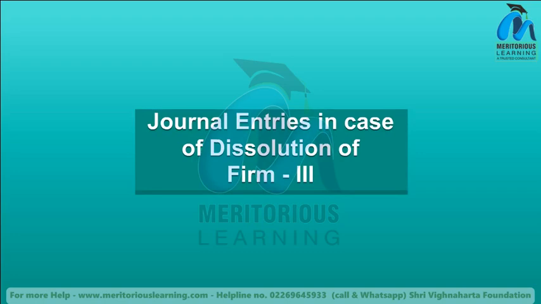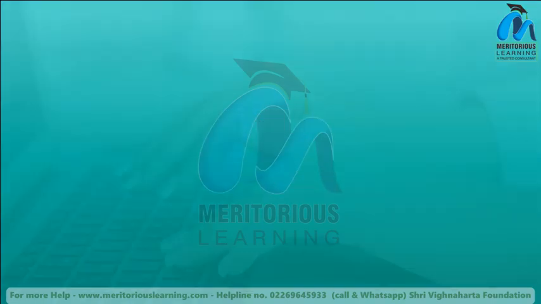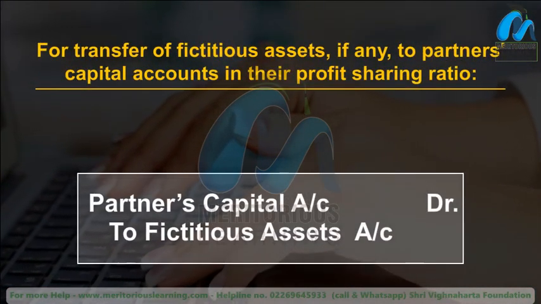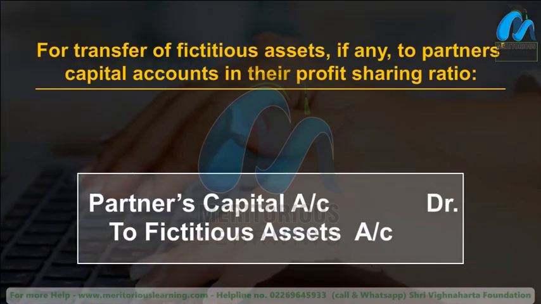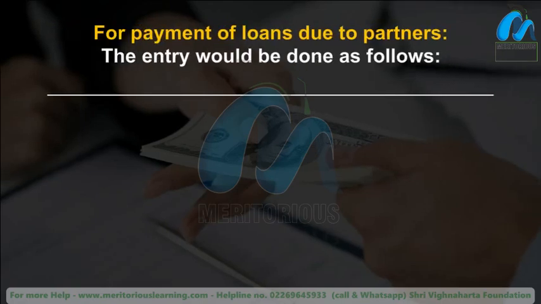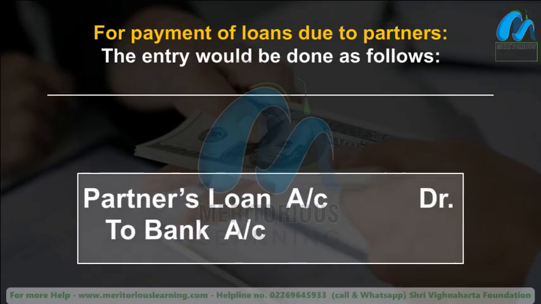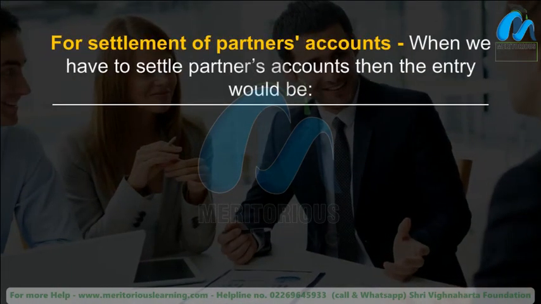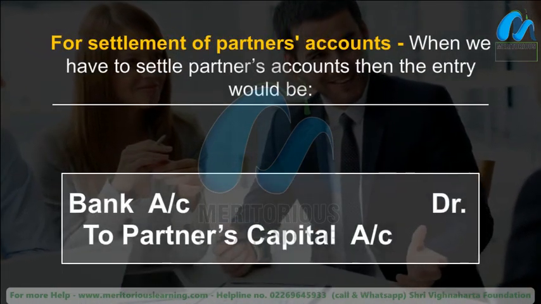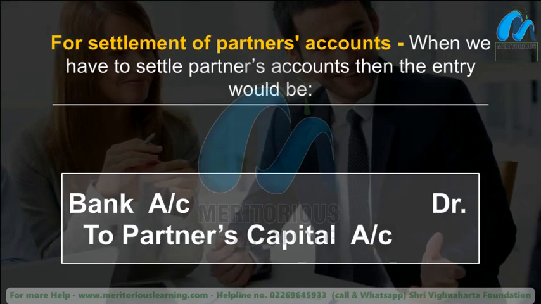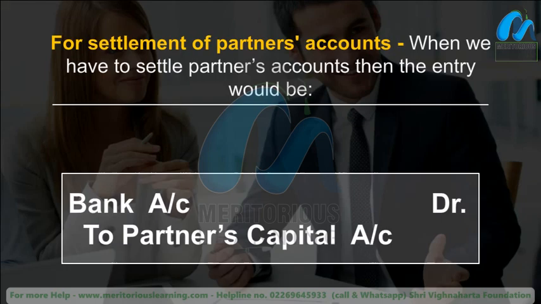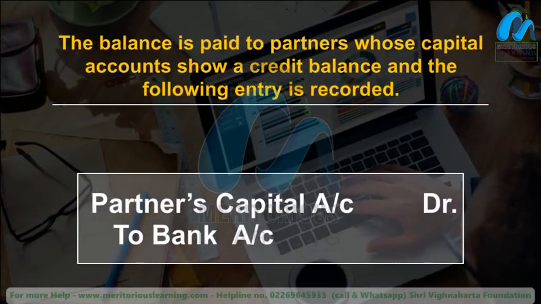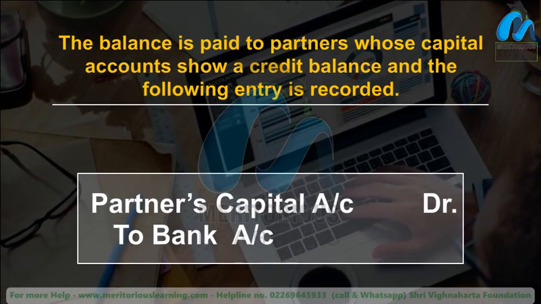Journal entries in case of dissolution of firm 3. For transfer of fictitious assets, if any, to partners' capital accounts in their profit-sharing ratio. For payment of loans due to partners, the entry would be done as follows. For settlement of partners' accounts, the balance is paid to partners whose capital accounts show a credit balance, and the following entry is recorded.